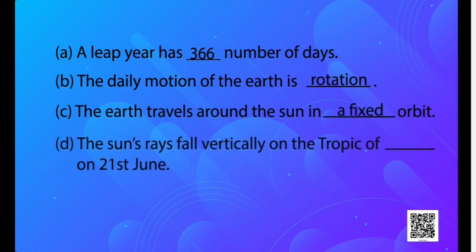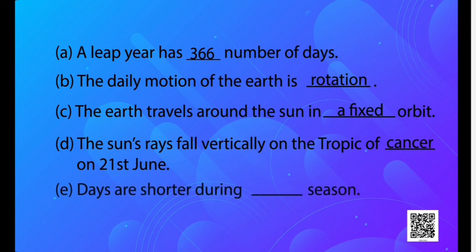D. The sun's rays fall vertically on the Tropic of dash on 21st June. Students, we know that 21st June is the summer solstice, and on that day, the Tropic of Cancer faces sun rays vertically. So, the answer is Tropic of Cancer. E. Days are shorter during dash season in respect to the northern hemisphere. The answer is winter. We have studied that in winter the northern hemisphere has long nights.